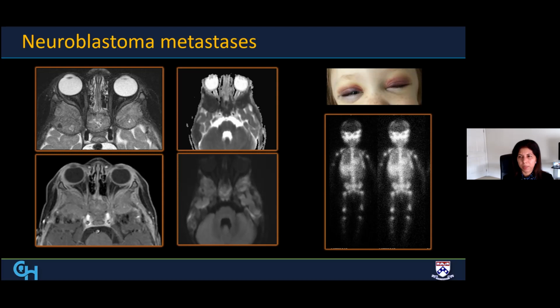And this is an MIBG scan, and you can actually get what are called super scans, because there is extensive metastasis in the craniofacial, axial and appendicular skeleton. On MIBG scan, this can look like a super scan. So this is more common. Metastatic neuroblastoma in the head, face and neck is more common than primary cervical region neuroblastoma.